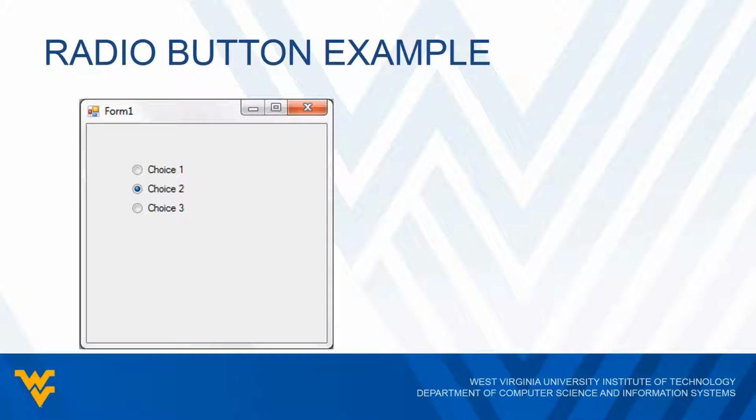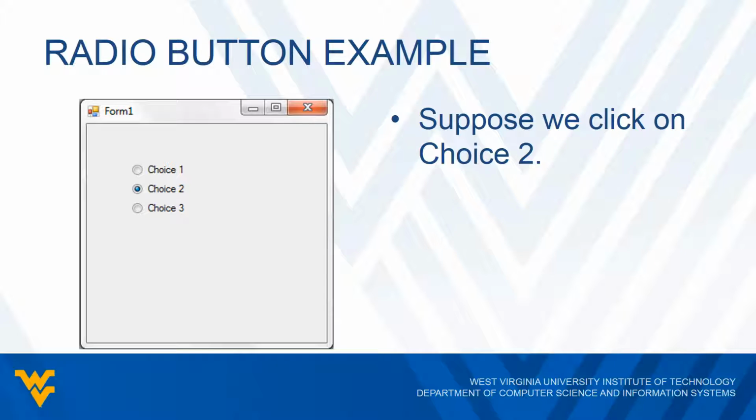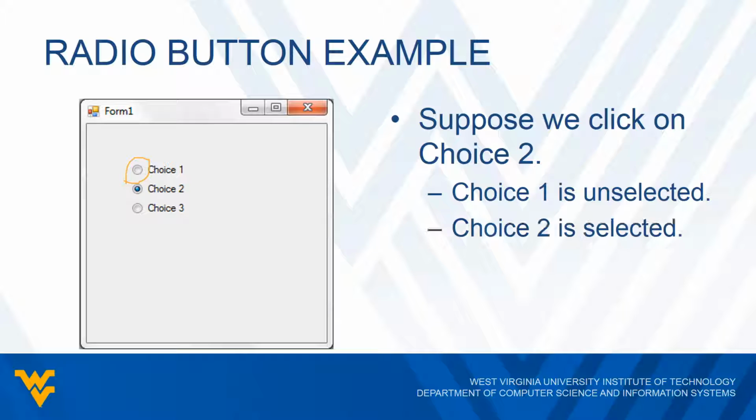Here is the same example, but now let's suppose we click on Choice 2. What's going to happen is we'll unselect Choice 1. If we look at Choice 1, it's no longer selected, there's no blue circle around it, but instead Choice 2 is now selected, and we can see that right here. So the point is, once again, when I have a set of radio buttons, I can only pick one of those buttons. If I click on another option, it's going to unselect the original one and select the new one.